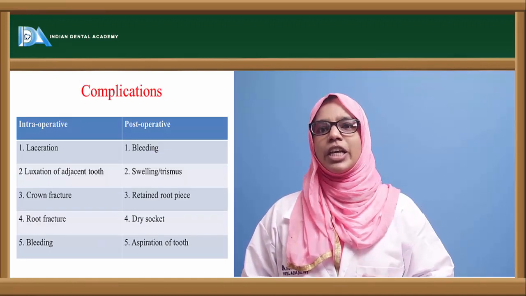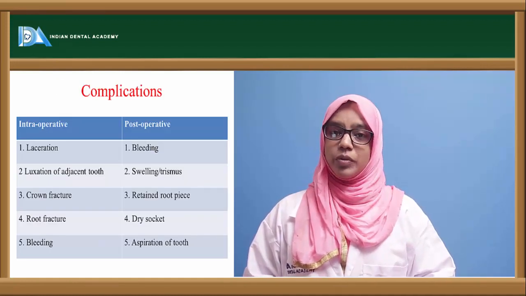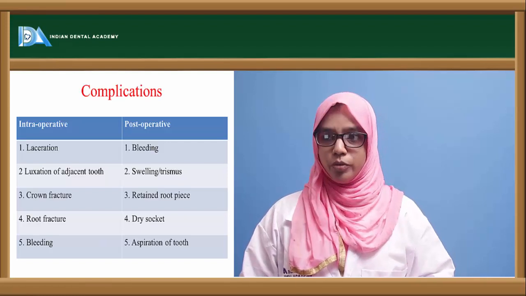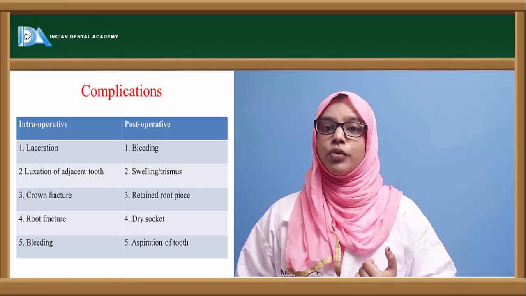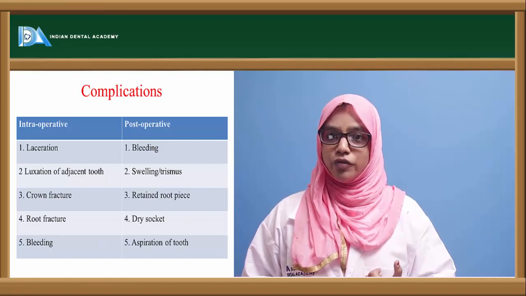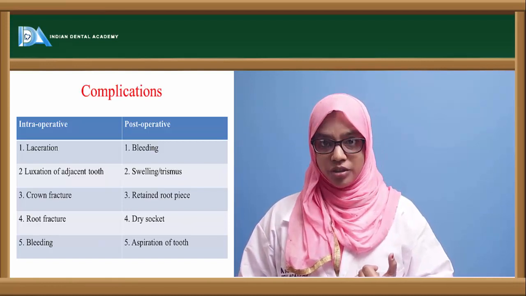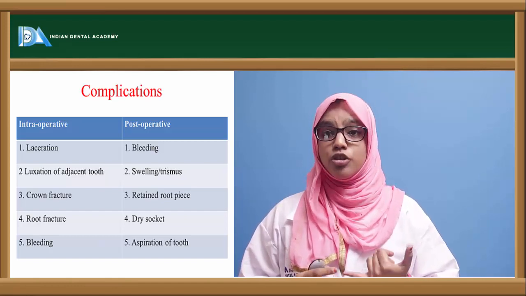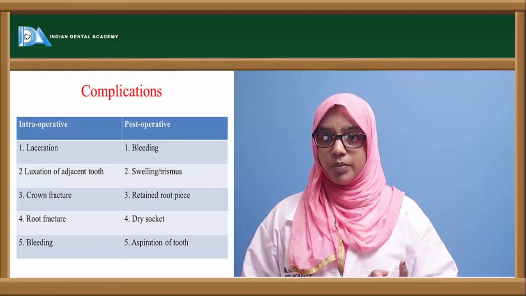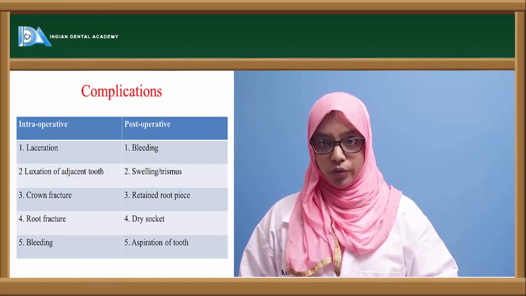Now what are the complications of extraction? Complications can arise during the procedure, that is laceration of soft tissue. So how could you avoid it? By guarding the soft tissue when you're doing the extraction. Guard the soft tissue with your index finger and thumb, using controlled force of the elevator and forceps so that it doesn't injure the adjacent soft tissue.